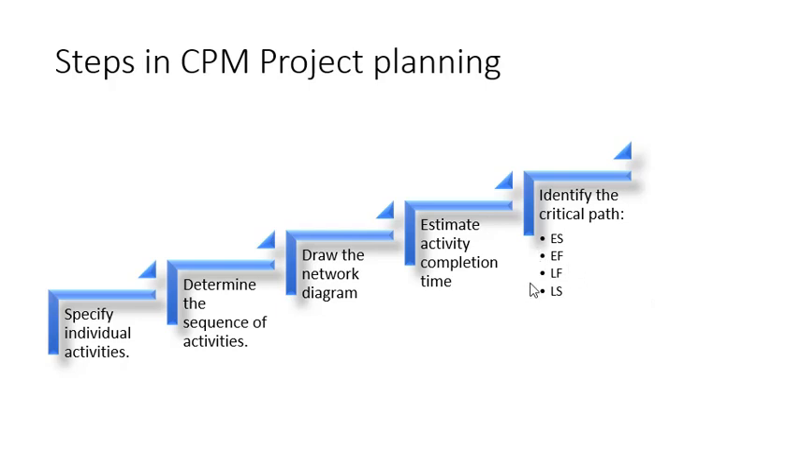EF, that is earliest finish time, similar to the earliest start time for each activity, as well as the time required to complete the next activity. LF is the latest finish time, that is the latest time at which the activity can be finished with no delay in the project, and latest start time, that is LS, equal to the latest finish time minus the time needed to complete the activity. So yes, all these parameters are similar to the PERT project planning. So I will not get into much detail of it.